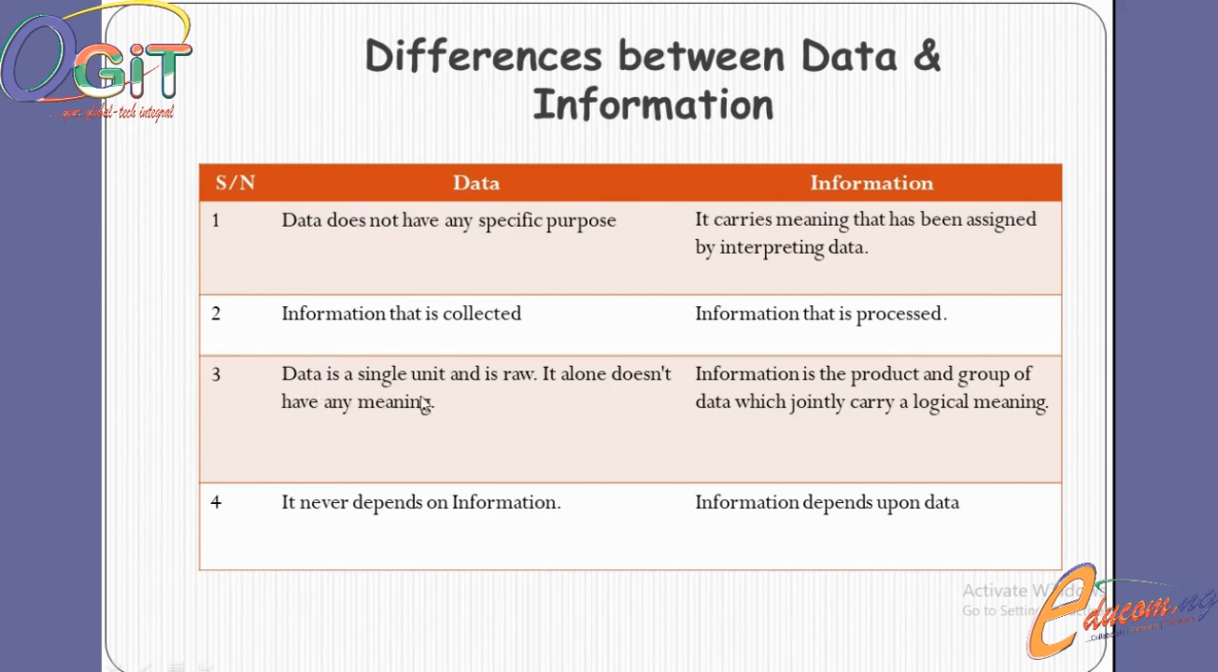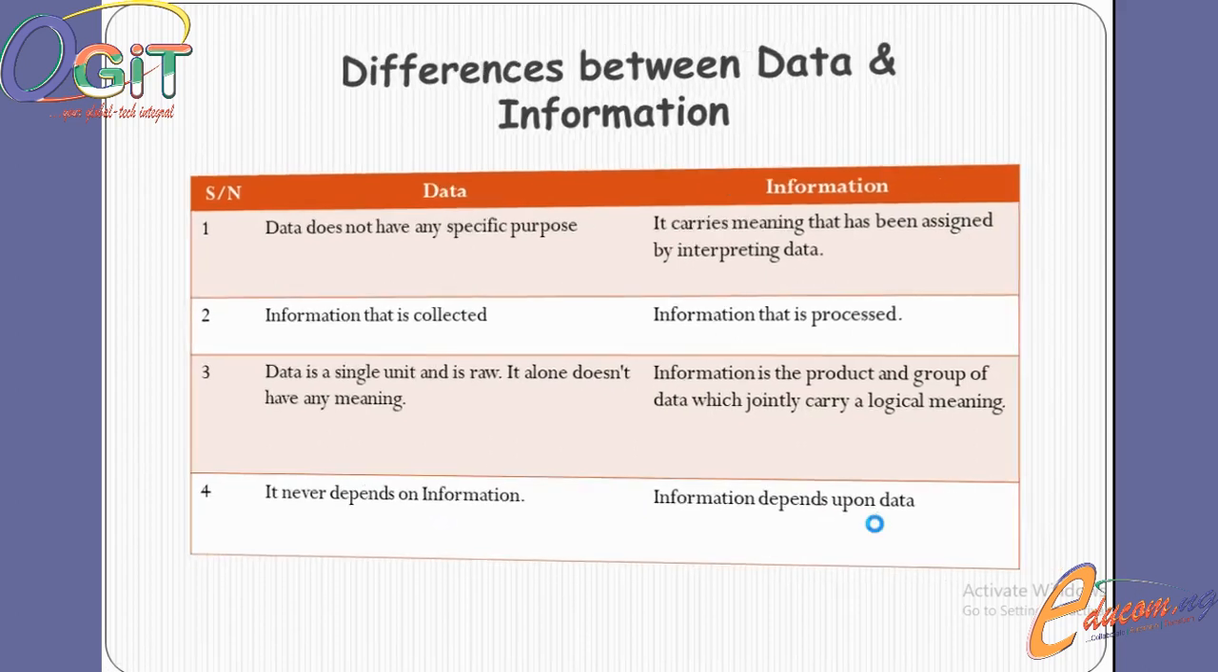The third difference is that data is a single unit and is raw. It alone does not have a meaning. Under information, information is a product and group of data which jointly carry a logical meaning. And number 4 difference is that data does not depend on information, while information depends on data.